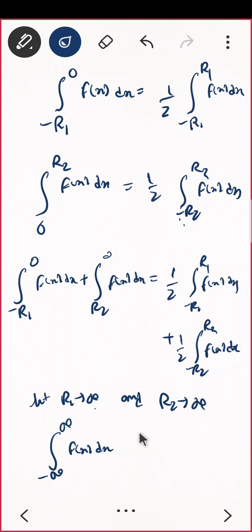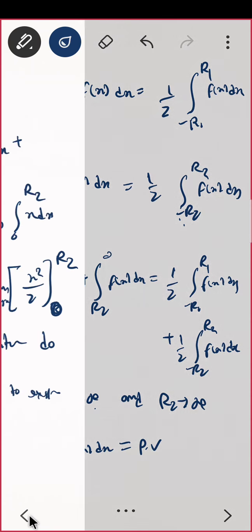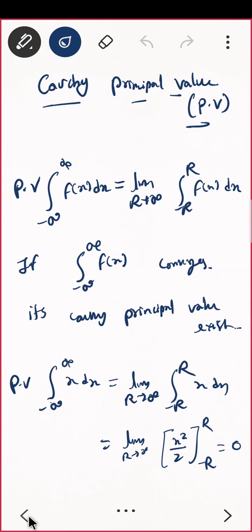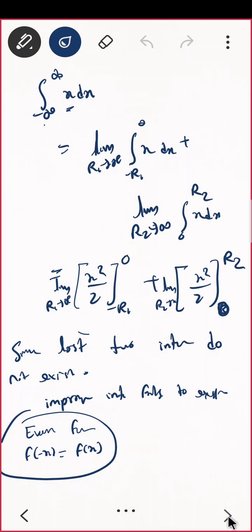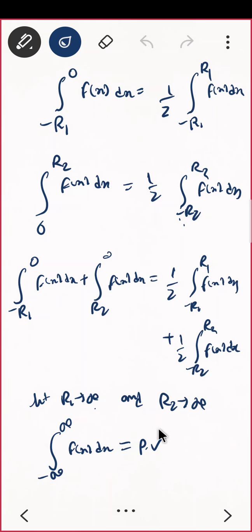Correct? And what will be your right hand side? It will be actually the principal value. That was the definition of principal value, if you remember. See, in the start only I said, what is the principal value of this? The principal value of the integral from minus infinity to infinity of the function will be the limit as r goes to infinity of the integral from minus r to r of f of x dx. So it will be the principal value of the integral from minus r to r of f of x dx.